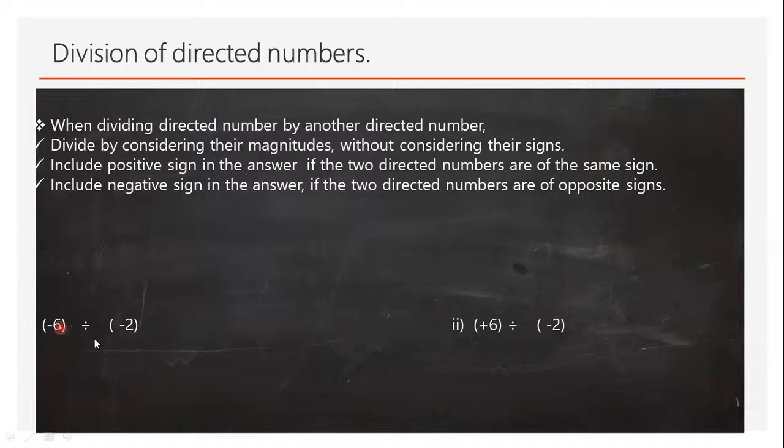Positive 6 divided by, next divide these numbers, 6 divided by 2 is 3, plus 3. Then different signs: plus divided by minus, then minus 6 divided by 2 is 3. Minus 3 is the answer here. Right. We'll start to do this. First, minus divided by minus is plus, 6 divided by 2 is 3, plus 3. Plus divided by minus is minus, 6 divided by 2, minus 3.